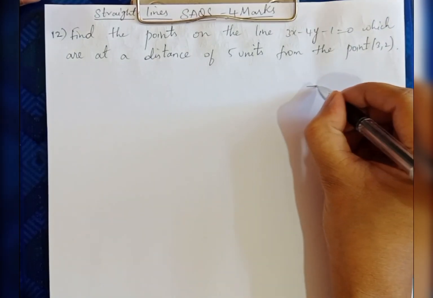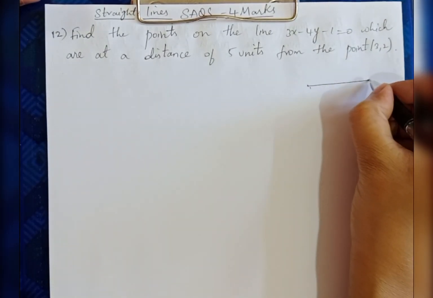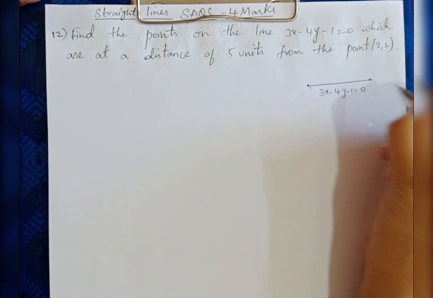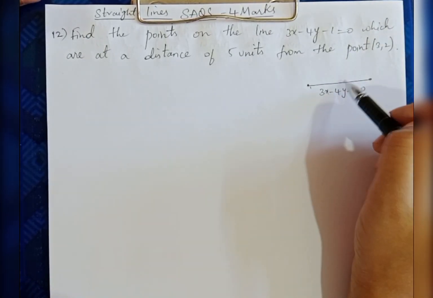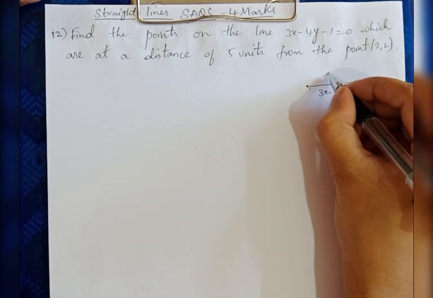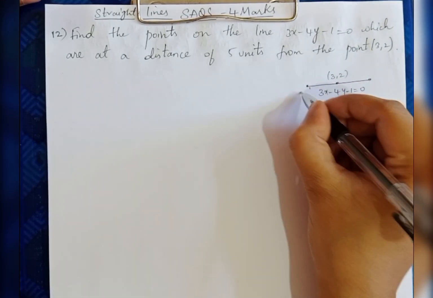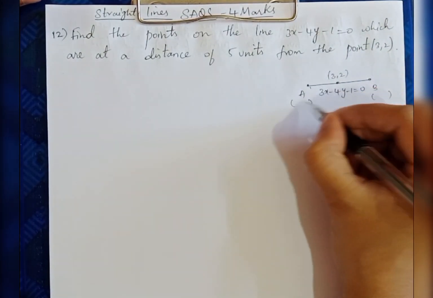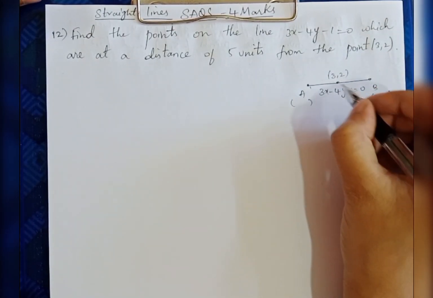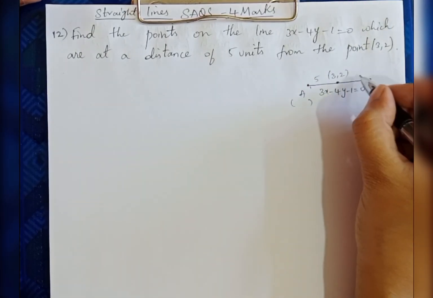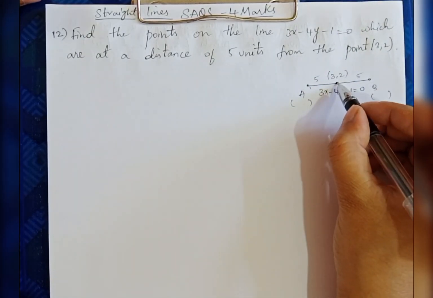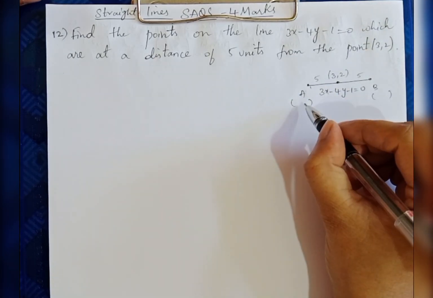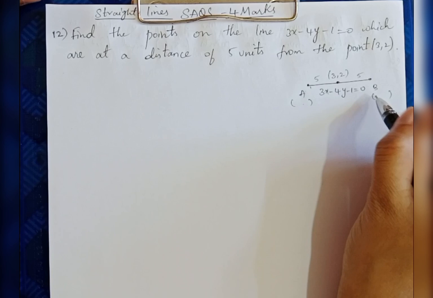Okay, so there is a line which is 3x minus 4y minus 1 equal to 0. On this line there is a point which is (3, 2), and the two endpoints can be taken as A and B, right? We don't know the coordinates of A and B. These points are at a distance of 5 units from this middle point, so we have to find the coordinates of A and B.